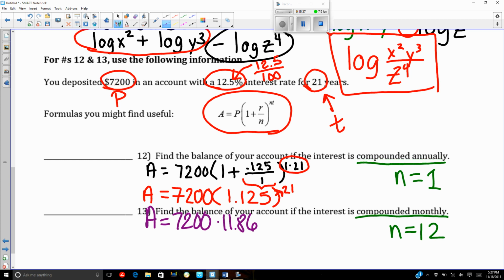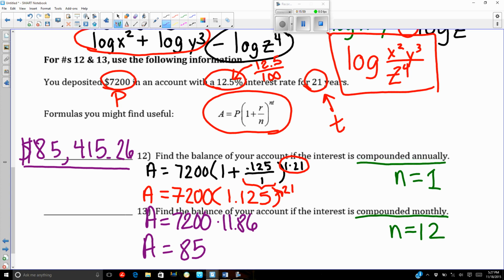And the final amount after 21 years is a pretty good amount. It's $85,415. Since we're talking about dollars and cents, we want to round that off to the nearest cent. So that's our value for number 12. We're going to repeat the process for number 13. The only difference is we are going to have a value for 12 for n.